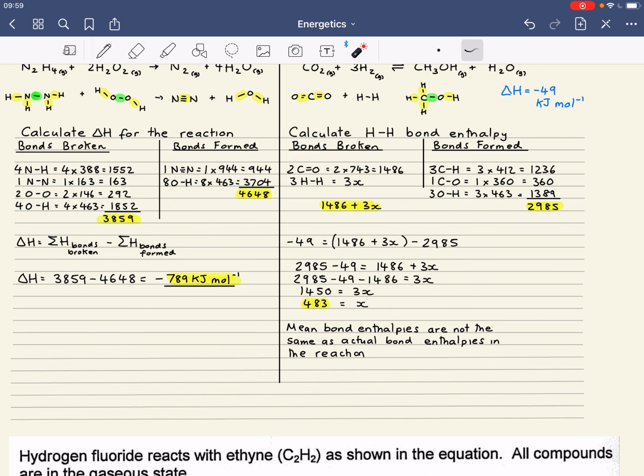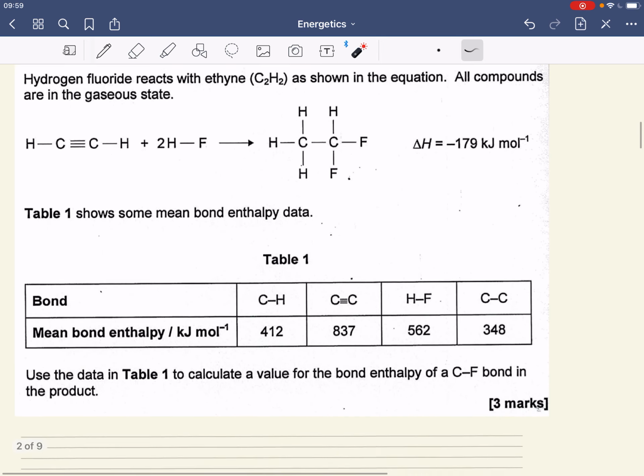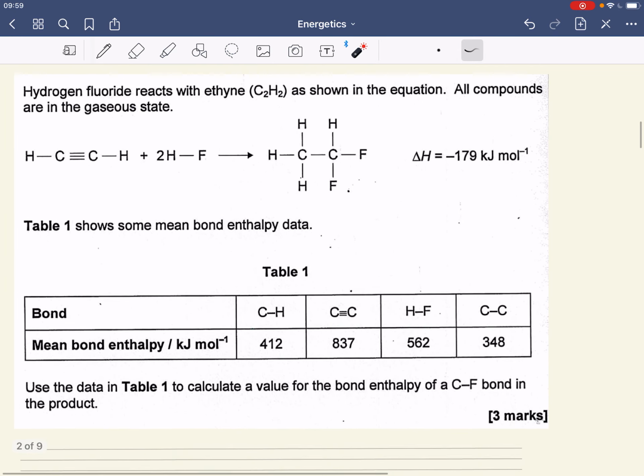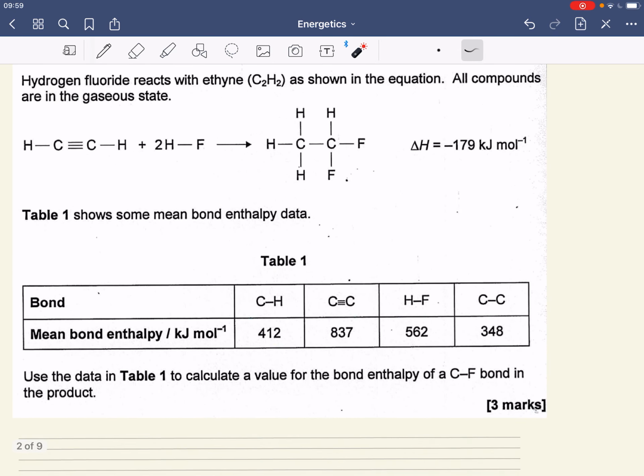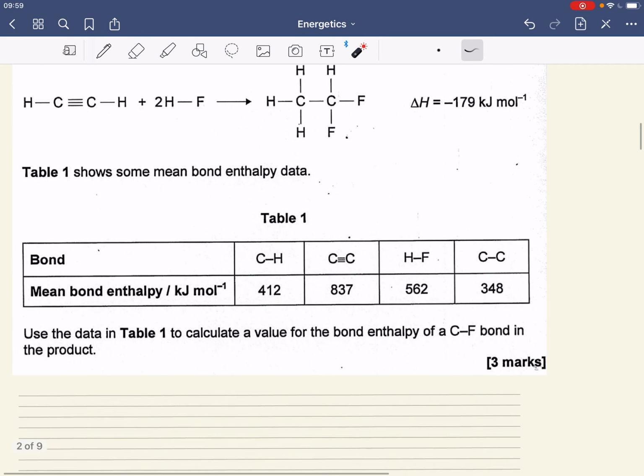Okay, I'm going to take one last look at an exam question, which is quite a recent exam question, similar to the last question we've just done. It says then hydrogen fluoride reacts with ethyne as shown in the equation. All compounds are in the gaseous state, and we've been given some mean bond enthalpy data. We've been given the enthalpy change for the reaction here, and we've got to work out the value for the carbon fluorine bond enthalpy in the product. It's exactly the same as how we've done it before.